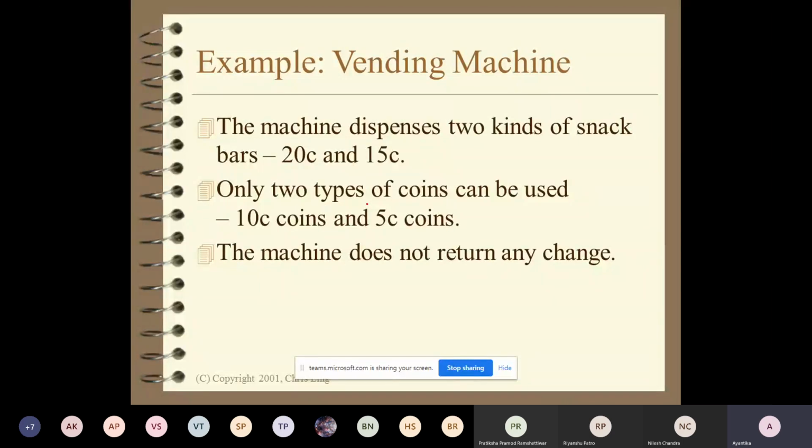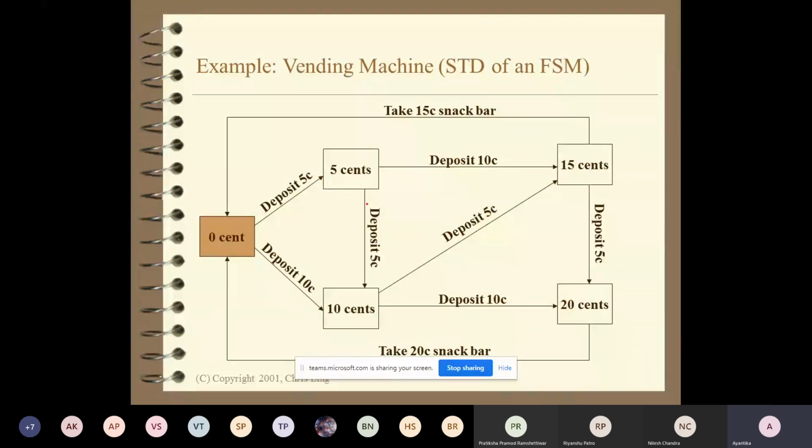So when you are modeling these types of vending machines, this may be your state transition diagram. That means initially you have not entered any money, so there is a 0 cent state. Then you are depositing one by one, maybe a 5 rupee coin in the Indian scenario, of course, then maybe a 10 rupee coin, and then you are moving to 50 cents.